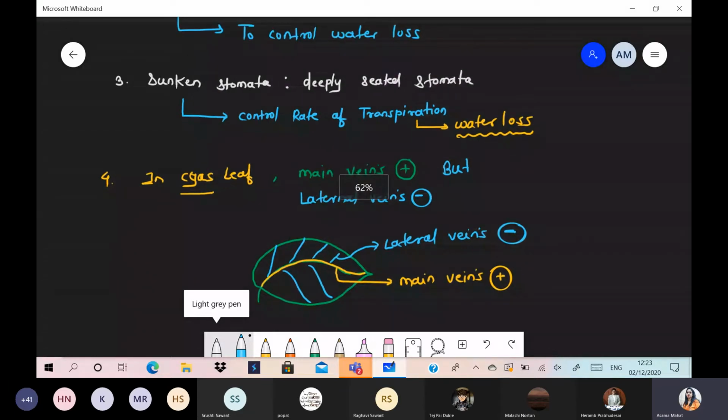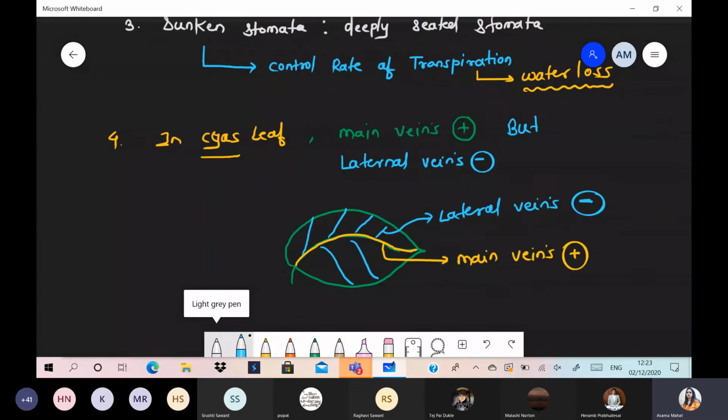Remember this point: whenever we are talking about cycas, they have the tendency to grow in the temperate zone. Again, the cycas leaf has a modification, it has only main veins. Only main veins. Lateral veins means veinlets which arise from the main veins, and such lateral veins are totally absent.